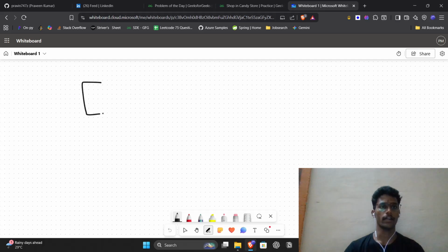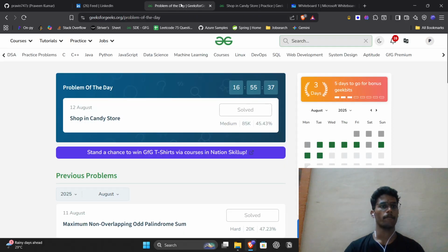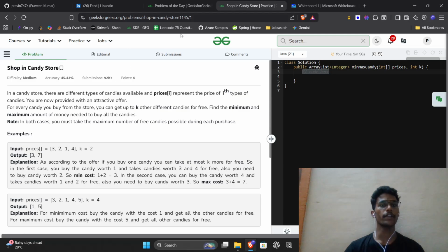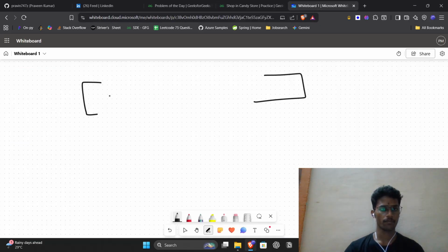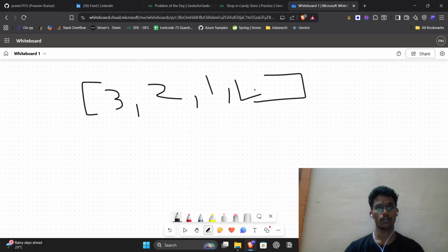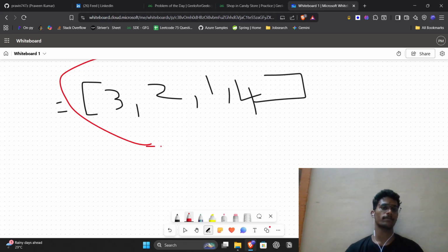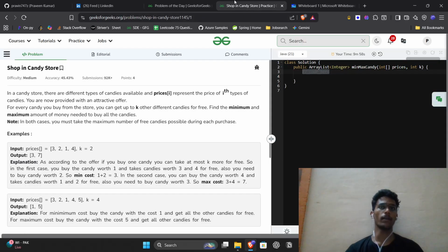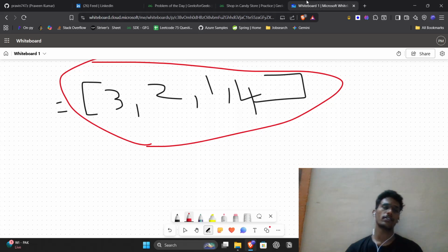Okay, let me write down the array. Here you can see 3 2 1 4. We have to find the minimum cost required to collect all these candies. We have to find both minimum and maximum amount required, but let's try to find the minimum one first. If you find the minimum, the logic is basically vice versa to reveal the maximum cost.